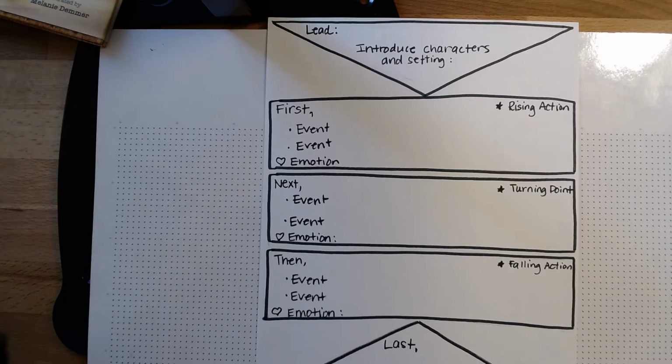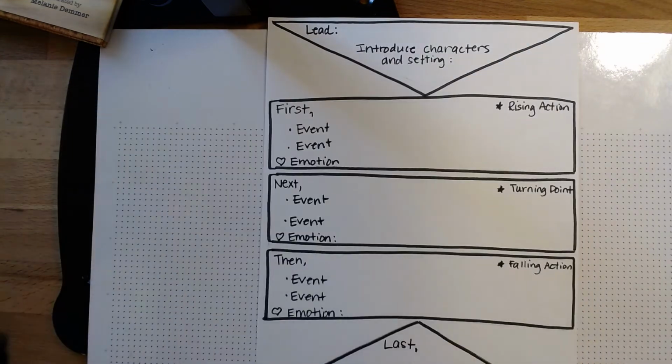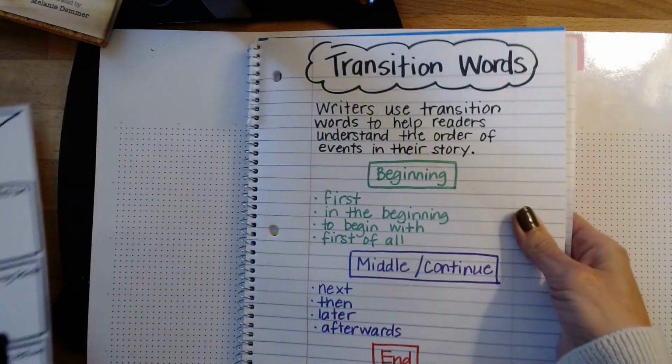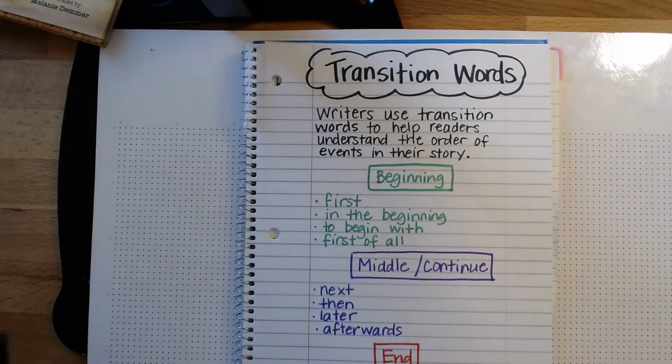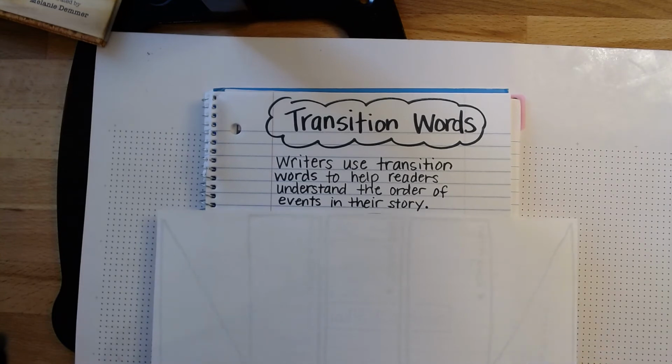The last page that we worked on was our plot mountain. Okay, so your next page, you're going to pause this video and you're going to copy down this at the beginning. Okay, this is the definition of what transition words are. You need to be writing this in your notebook. So pause the video and then start it when you're ready.